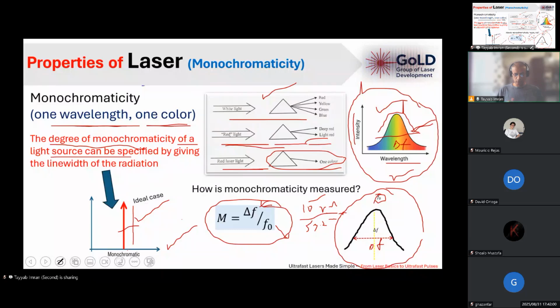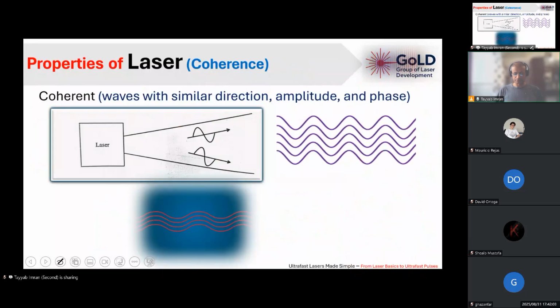Okay, now we move to the next slide here. The second property is coherence. So what is coherence actually?